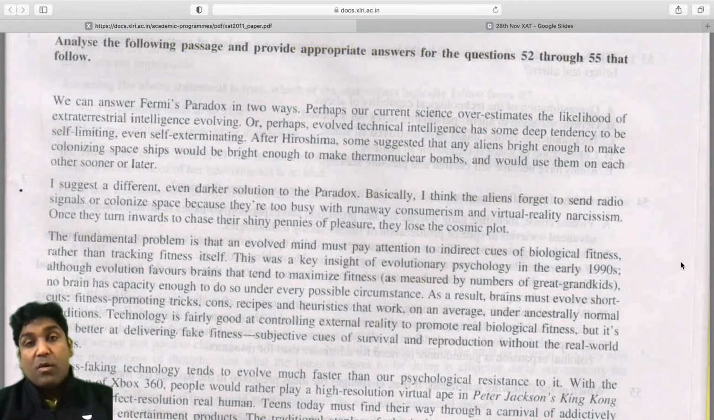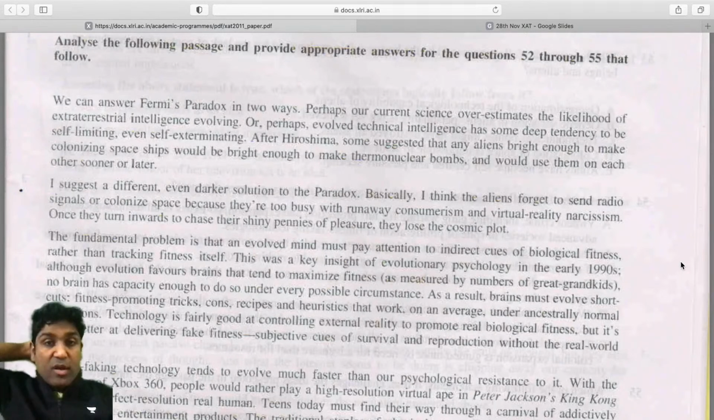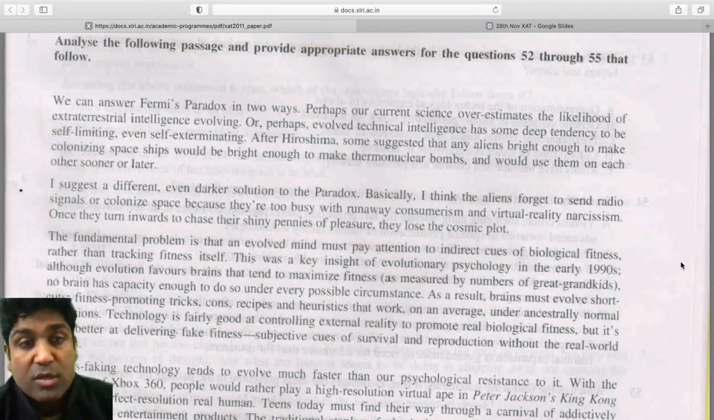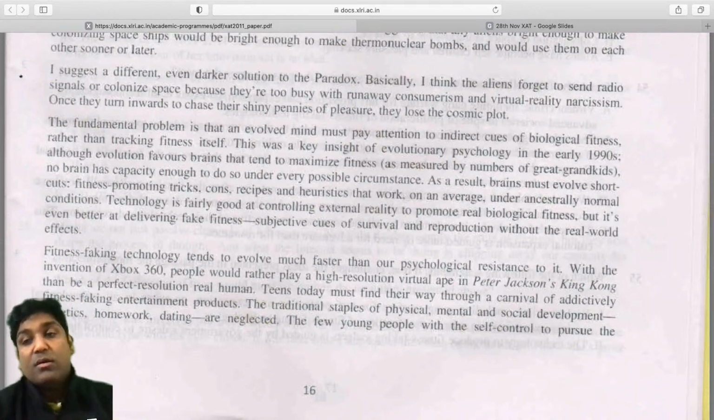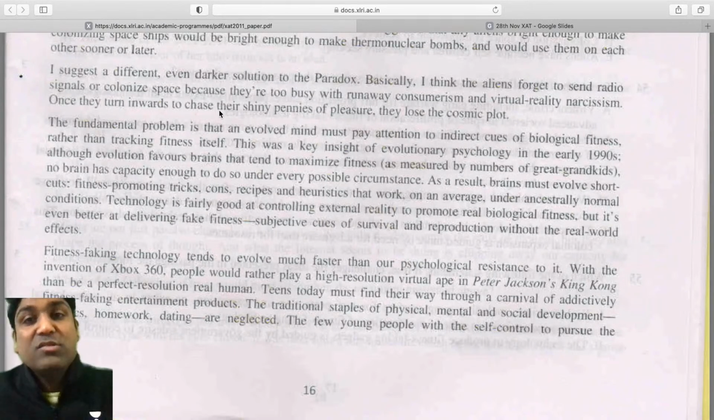So the USA dropped bombs on Hiroshima and Nagasaki to end the World War. But the author has one more way to answer it. The author is saying that perhaps the aliens forgot to send the radio message to Earth because they were busy with their own capitalist consumerism, and we are busy with virtual reality and self-love. And once they turn inwards, once they start looking inside themselves for true answers, they will lose the cosmic plot.